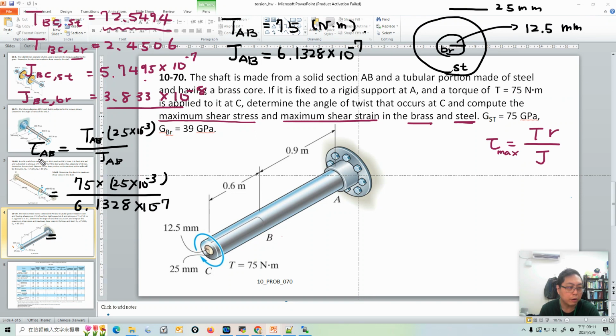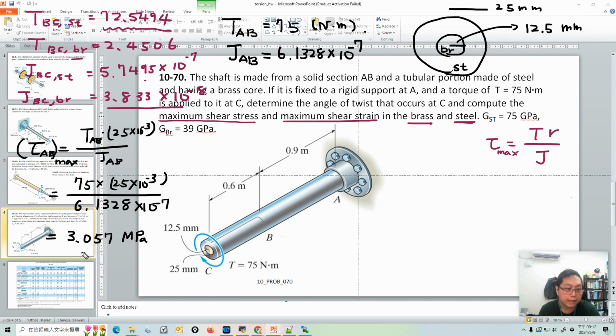This is the torque for AB, and this is the maximum shear stress. What's the value? If you use your calculator correctly, the shear stress AB maximum, I think the value would be 3.057 megapascals. That's the value for AB.